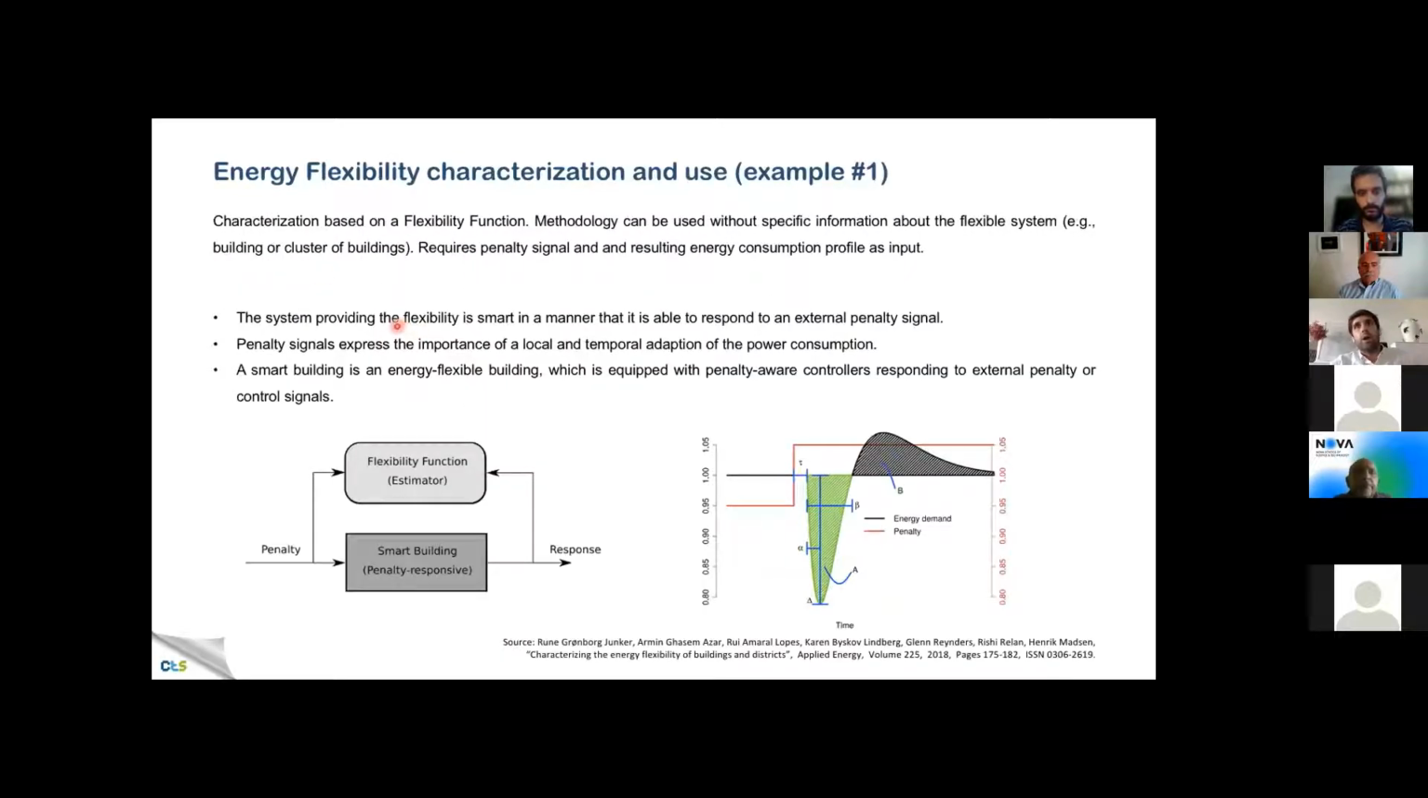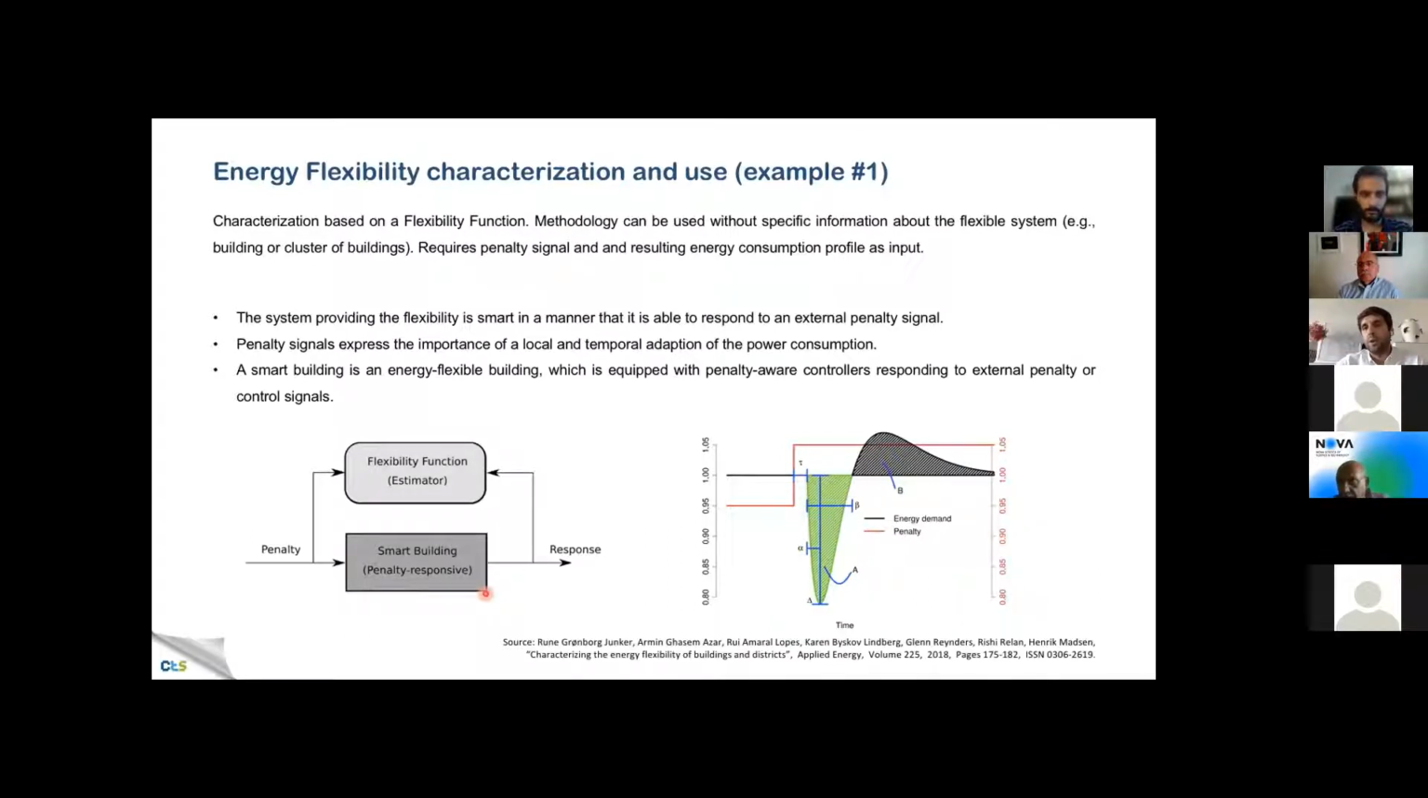In this annex, in this project, we developed a data-driven methodology to characterize the energy flexibility in buildings. So this methodology can be used without specific information of the system providing flexibility, a building or a cluster of buildings, or a standalone system like a water pumping system, but it uses only the data associated to the energy demand and a so-called penalty. So we assume that a building is smart enough to react to a certain penalty in order to minimize the cumulative penalty over a specific period of time, for instance, a day.